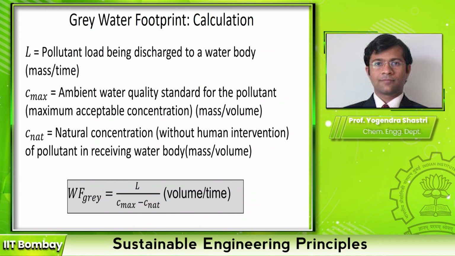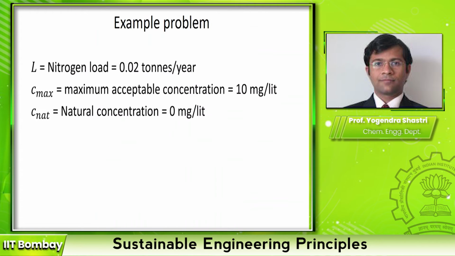So let us look at this definition a little bit further by taking a very simple example. And through that I will also clarify certain additional points related to grey water footprint calculation. So let us take this example problem. Let us say that the particular pollutant that we are concerned about is nitrogen, and the total nitrogen load coming out from a particular unit is 0.02 tons per year. So this is the amount of nitrogen that is being discharged to the freshwater body. It could be lake, it could be river, and so on. And that quantity is 0.02 tons per year.